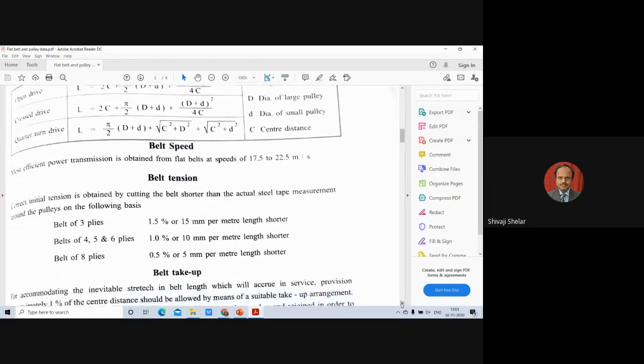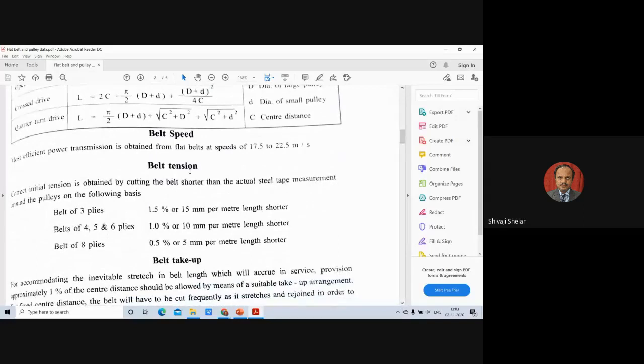Now we need to give initial tension. So belt tension, to give initial tension, you need to make this length, whatever length you have calculated, short by a certain distance. So if you are having belt of 3 plies, then you can decrease this length by 1.5% of the total length, or 50 millimeter per meter length of the belt. Okay, so the meaning is same.